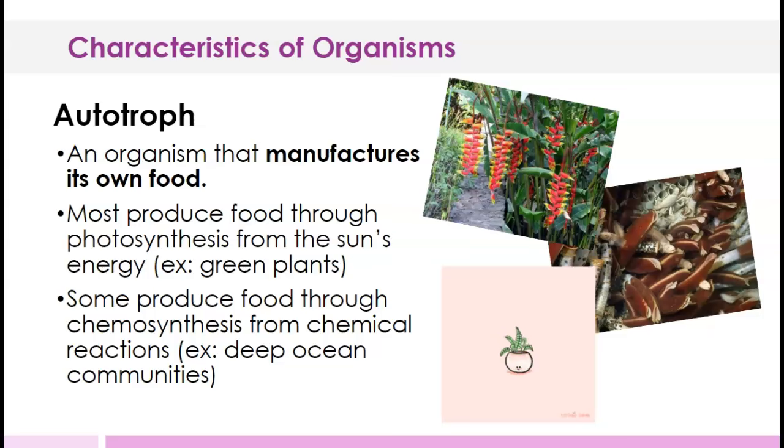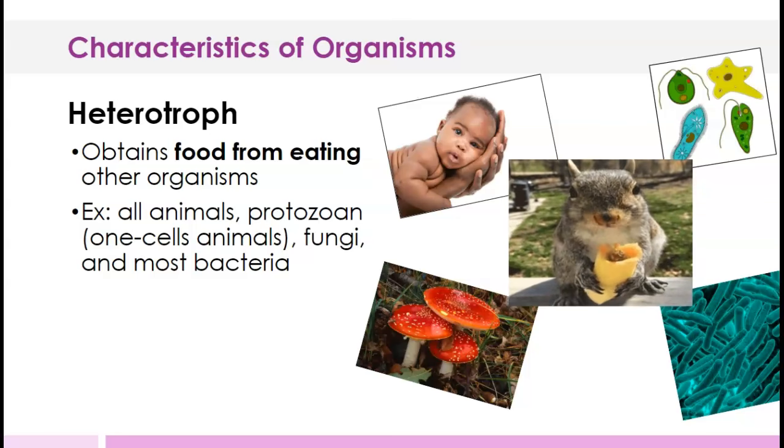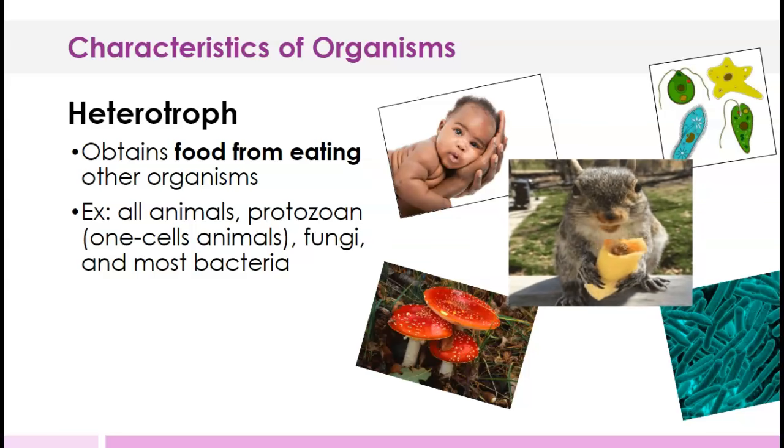needs from the sun. Some will produce food through chemosynthesis, what will happen down in deep oceans, like by those volcanic activity areas where you get those heat vents. You'll get different fishes and autotrophs down there.